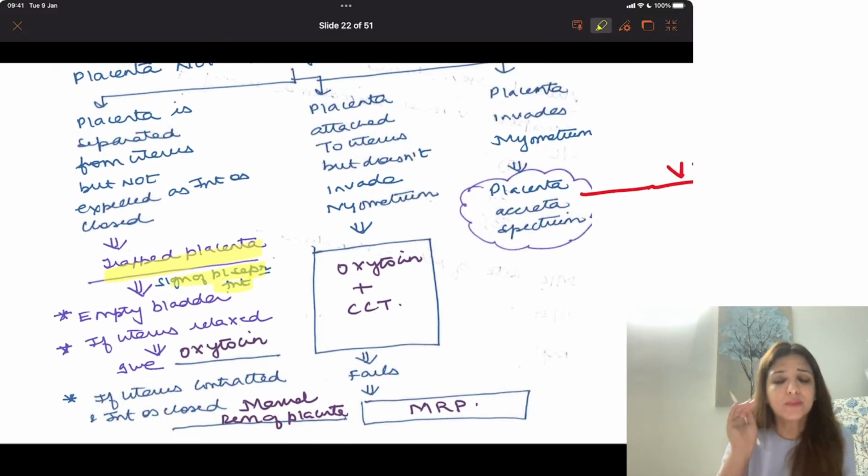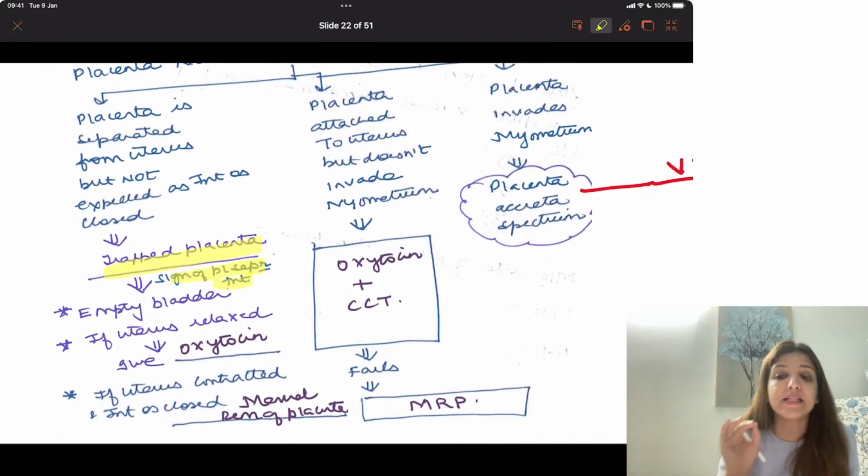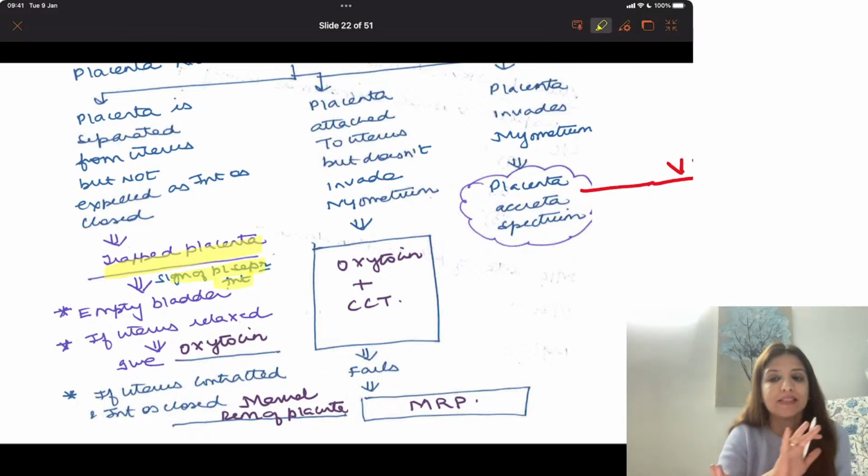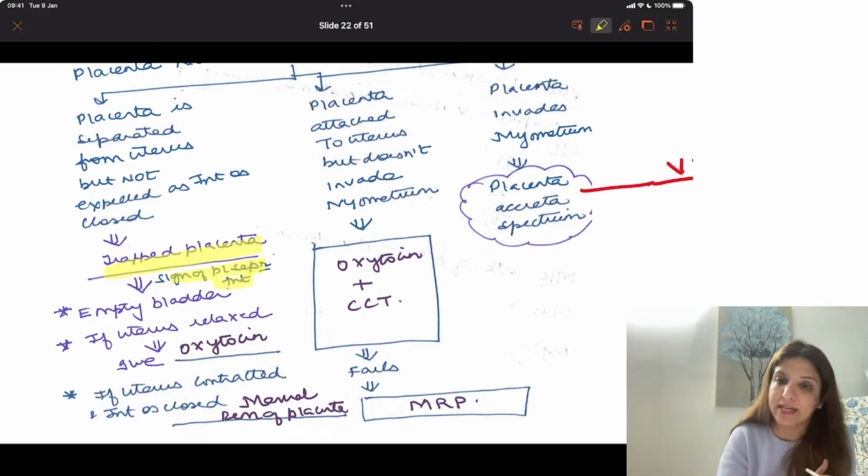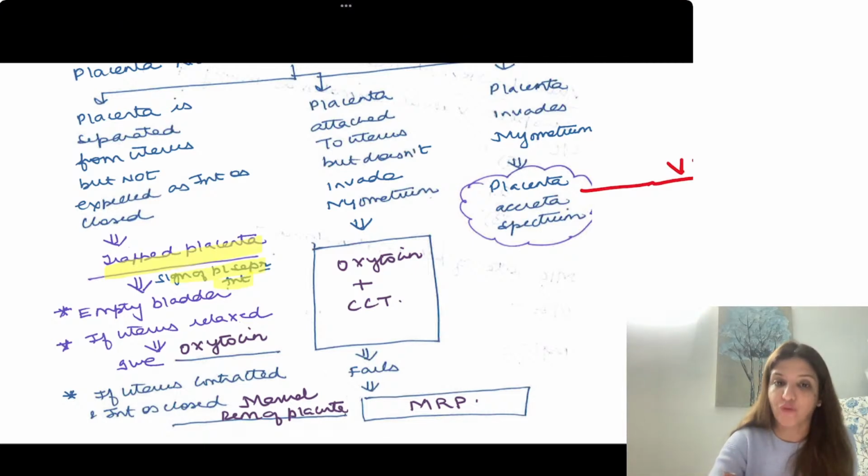Second situation is that the question says the placenta is attached to the uterus, it is retained and there are no signs of placental separation, but the placenta doesn't invade the myometrium. In other words, it is not a case of placenta accreta spectrum, it is not a case of trapped placenta. The placenta has not separated as yet, but it is not due to placenta accreta spectrum. In this case, if they ask me the next step, the next step is oxytocin plus controlled cord traction, and if oxytocin and controlled cord traction fail, then the next step becomes manual removal of placenta.